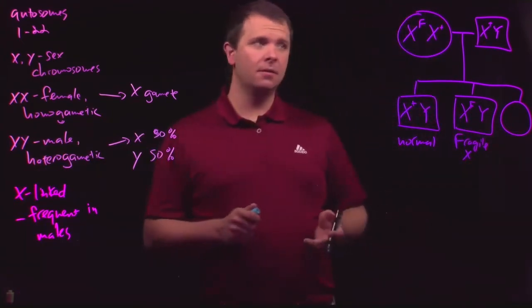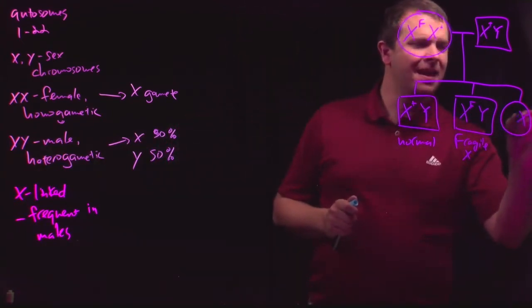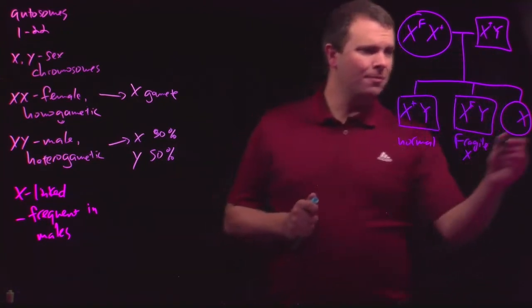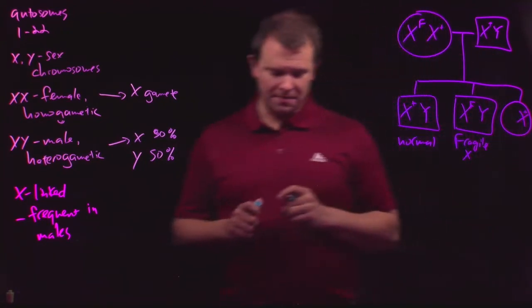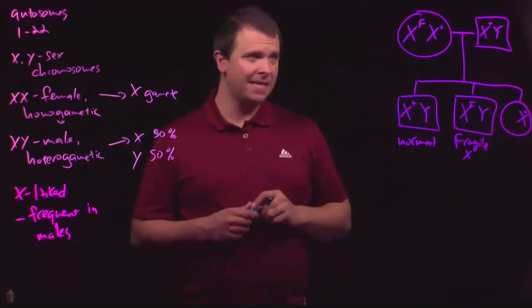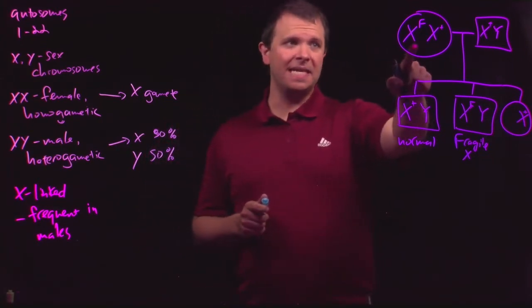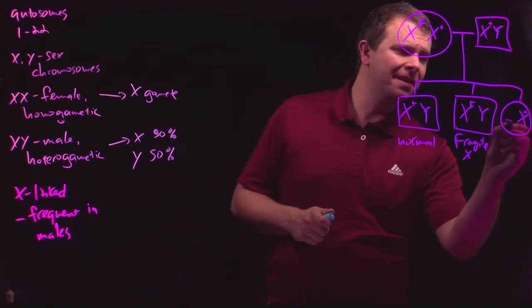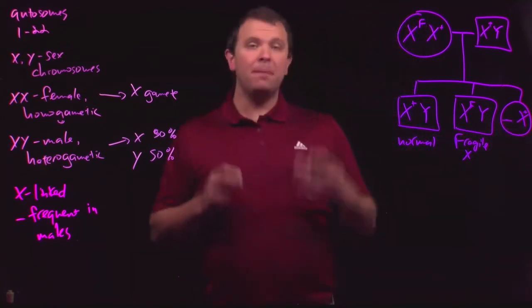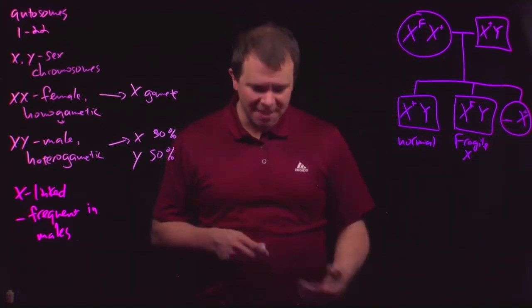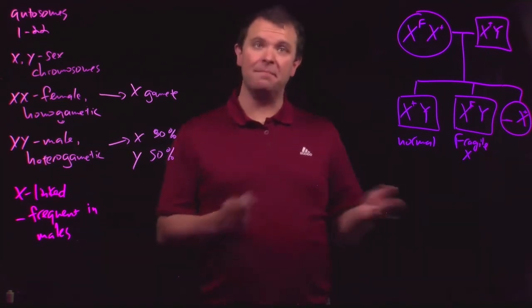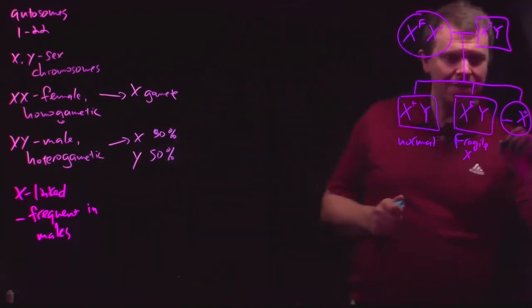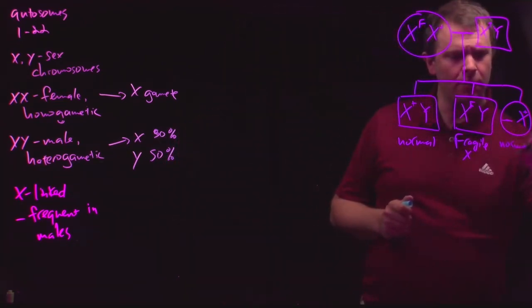And the daughter, well, the daughter received a normal allele from her dad, and she could have received either the normal allele or the Fragile X causing allele from her mom. But because the disease is recessive, it doesn't matter, right? She is also phenotypically normal.